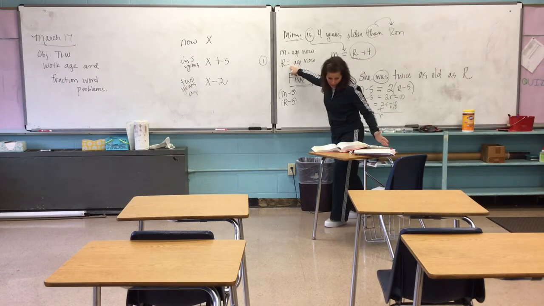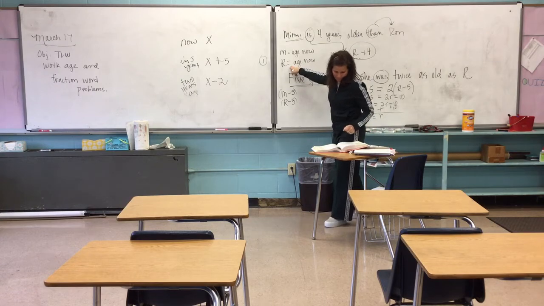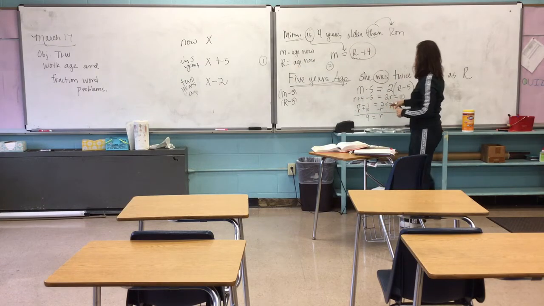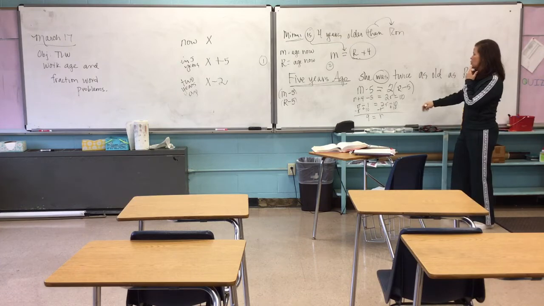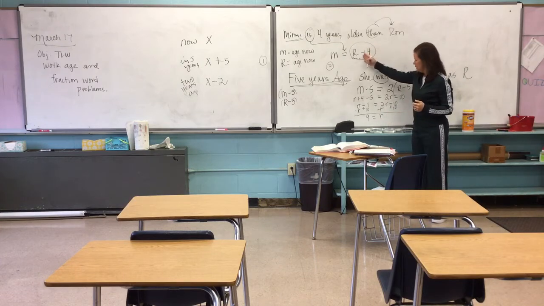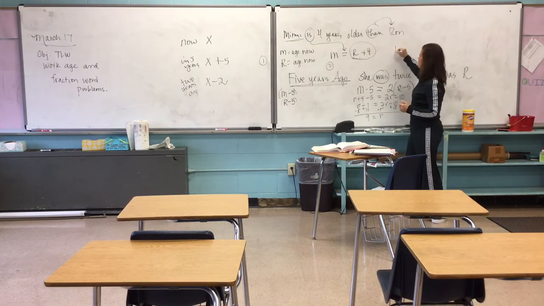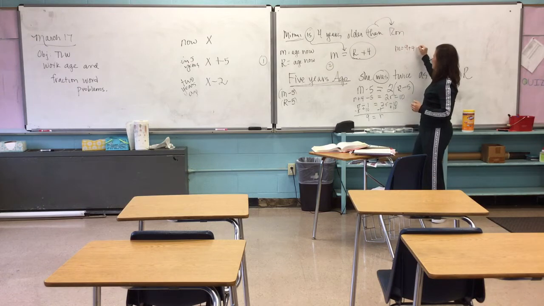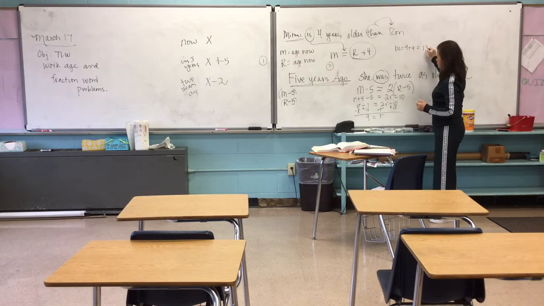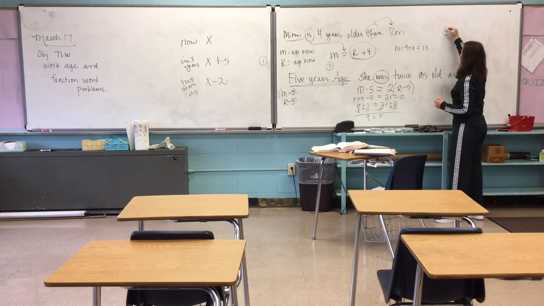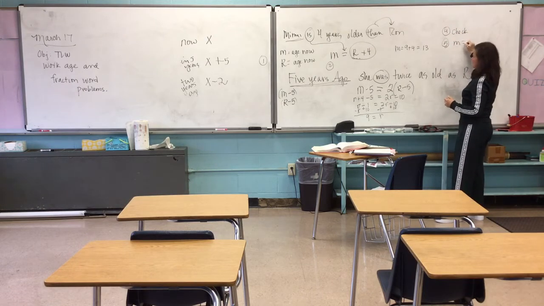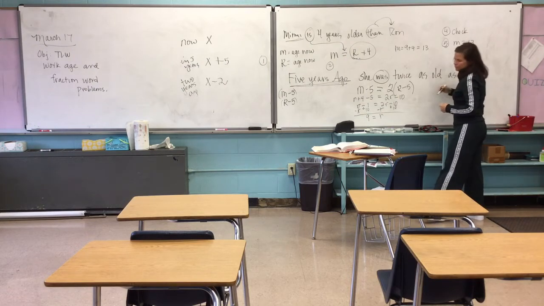Did I get it right? I did, yeah. I need to find out how old she is now. So I'm going to take this value and plug it into here. 9 plus 4, which is 13. So step 4 is to check, and 5 is to state the answer. Mimi is 13, Ron is 9.